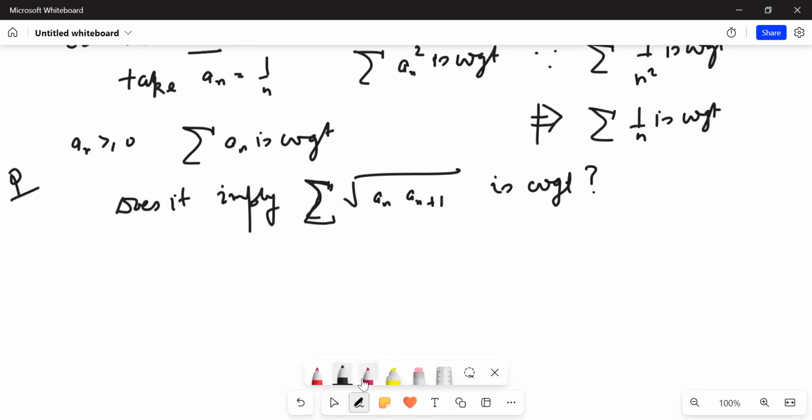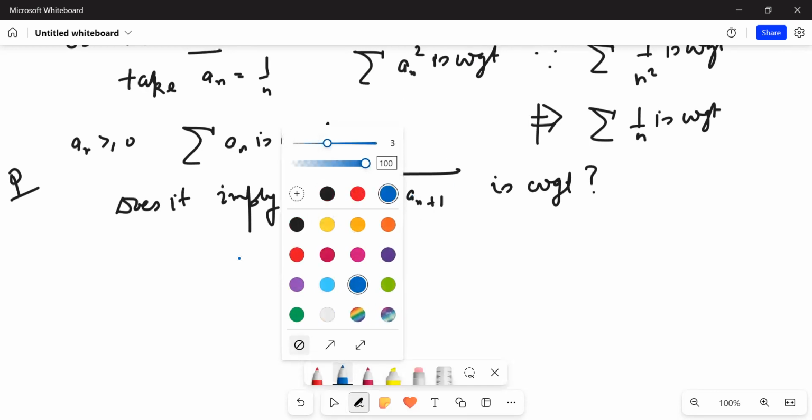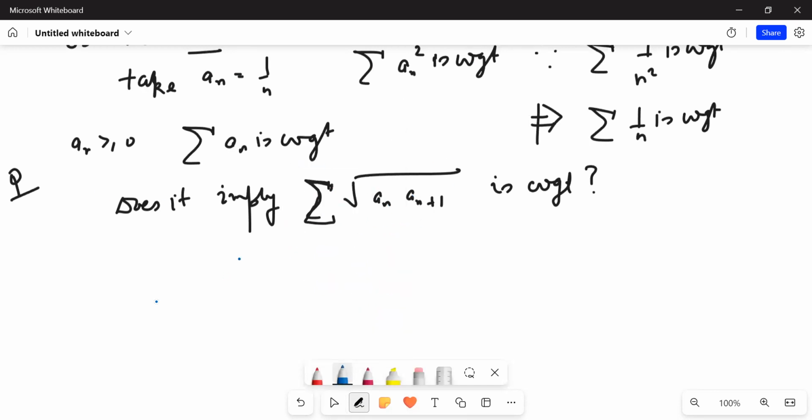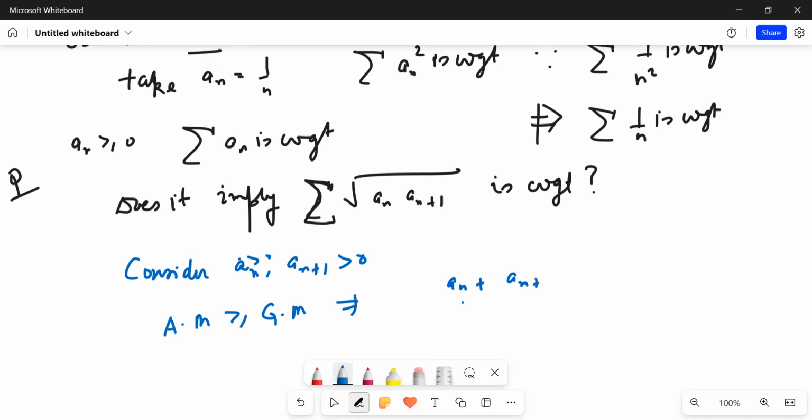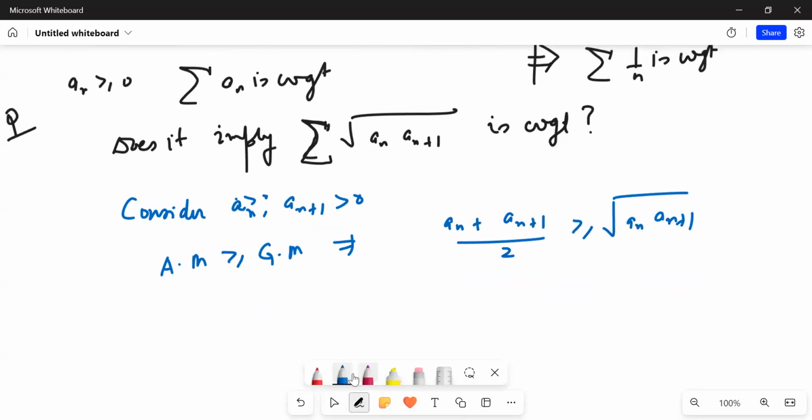See, indeed it is. Understand, whenever such things come, you know that an is positive, and this thing is something like a geometric series. So consider an and an plus 1, both greater than 0. Consider its arithmetic mean, and I know that arithmetic mean is always greater than or equal to geometric mean. So it implies that an plus 1 upon 2 is always greater than or equal to root over an into an plus 1. Or in other words, root over an into an plus 1 is less than or equal to an plus 1 upon 2.